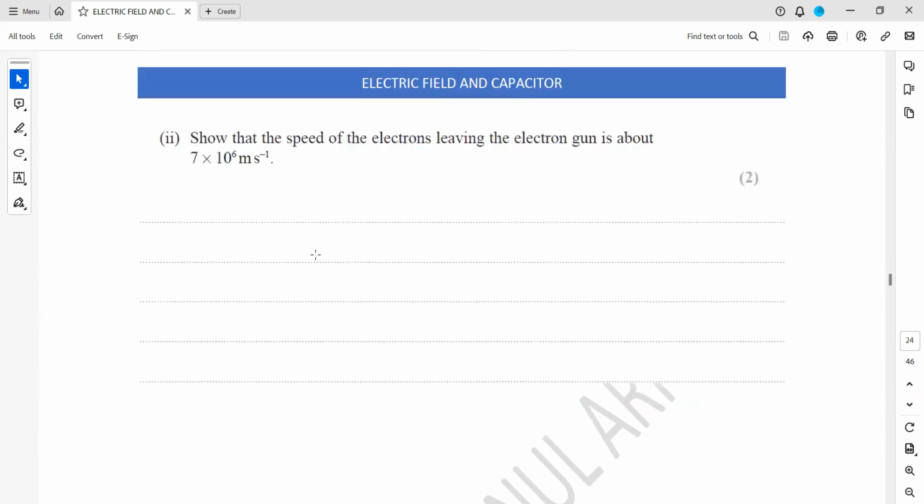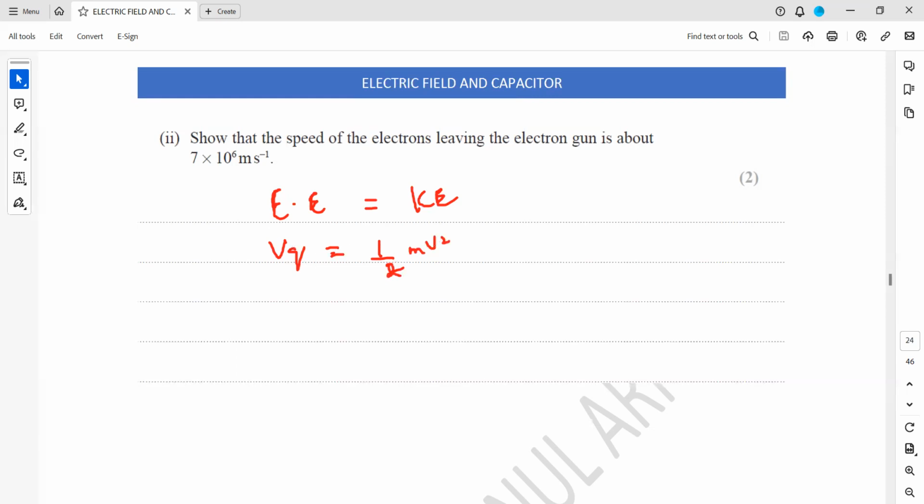Show that the speed of the electron leaving the electron gun is about 7 × 10^6 meters per second. So here we are using an electric field to accelerate. The kinetic energy will be equal to the electrical energy. Electrical energy: voltage is work done per unit charge, so energy is voltage times charge. So voltage times charge equals half mv squared.